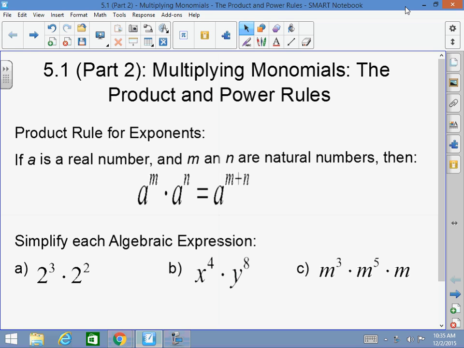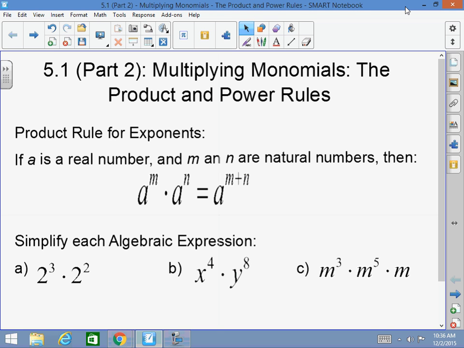Welcome back to Mr. Morrow's Algebra 2 class. Today we're going to continue with our work on polynomials and monomials and how we work with exponents. And today, specifically, we're talking about multiplying monomials, guys. And we're going to talk about the product and the power rules.